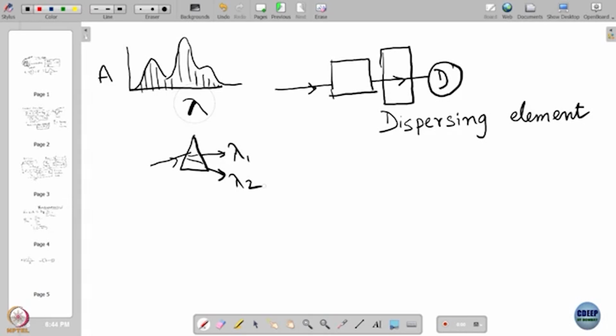Nobody uses a prism anymore. Why? Because in a prism, the light actually travels through some amount of glass or sodium chloride or whatever it is, and invariably there is some absorption. So, you lose light, you lose signal.